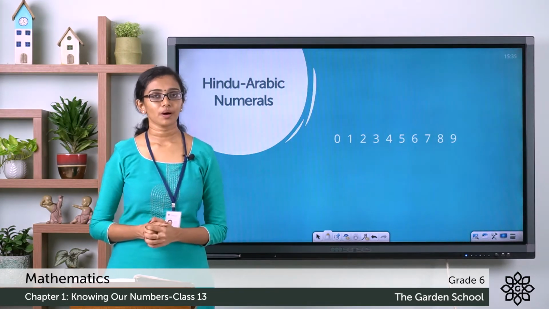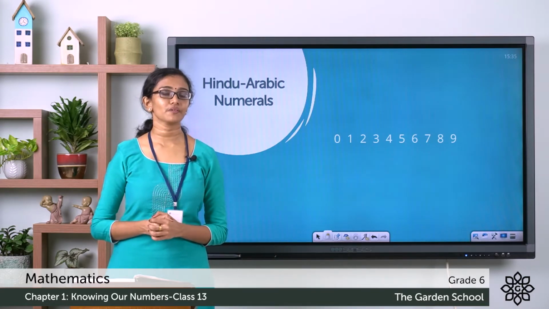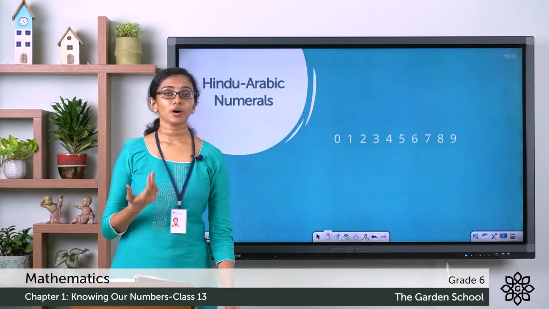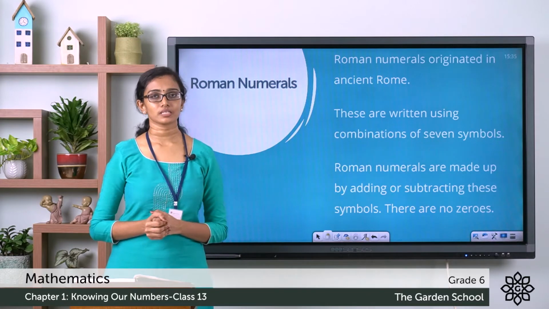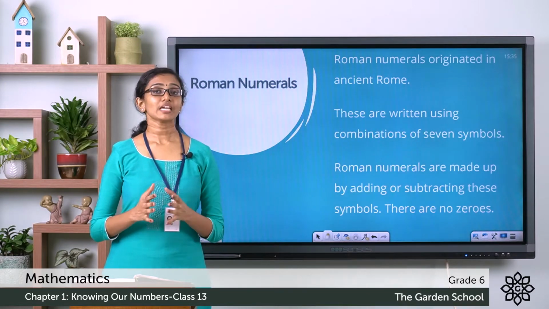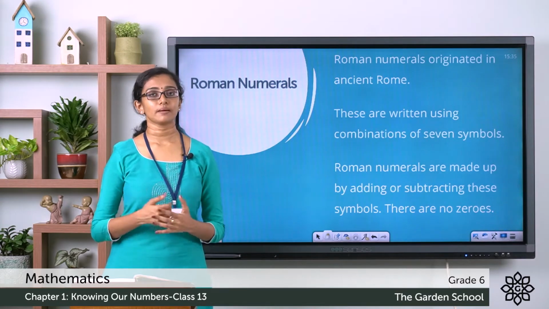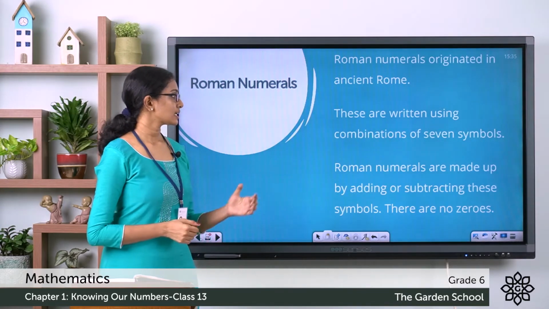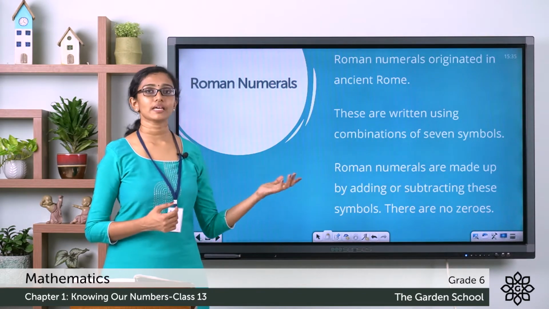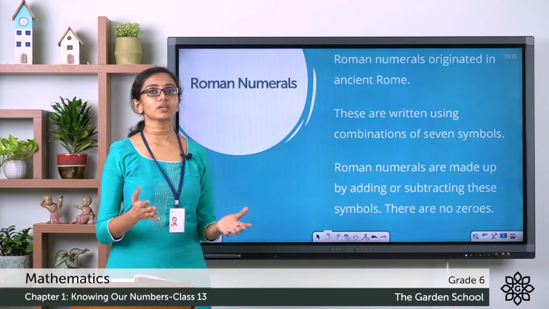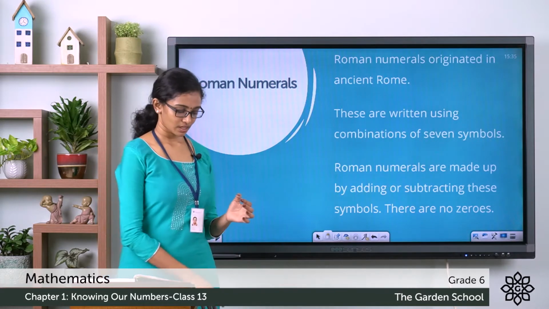Now talking about the Roman numerals, these were invented by the ancient people of Rome, and Romans did not know the concept of zero or place value system. So they used a combination of 7 different symbols to denote numbers. And the Roman numerals were made up of the combination of these 7 symbols either by adding or subtracting the symbols. So let's have a look at the symbols.